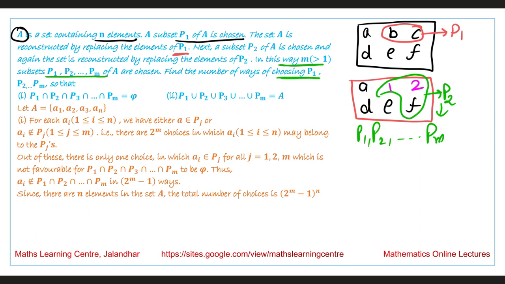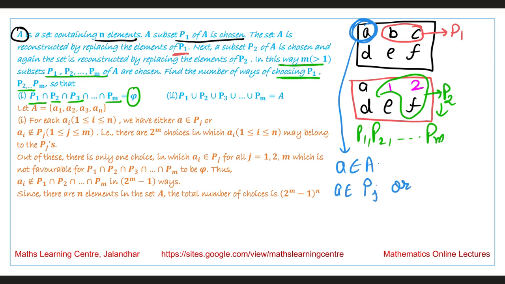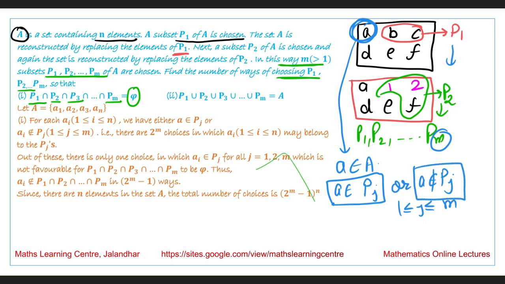Find the number of ways of choosing P1, P2, up to Pm so that P1 intersection P2 intersection P3 and so on up to Pm is equal to empty set. Now if we choose an element, say this element A from the set A, then either A belongs to Pj or A does not belong to Pj, where the value of j varies from 1 to m. We will have some Pj for which A belongs, or A will not belong to any of these Pj's.